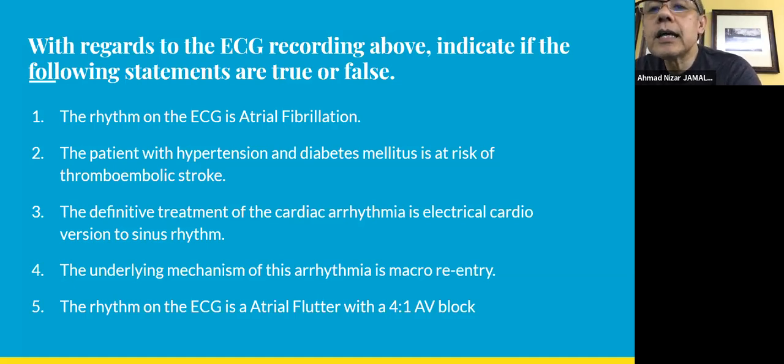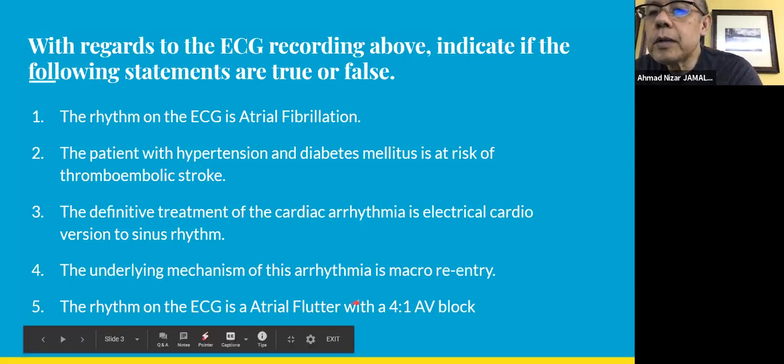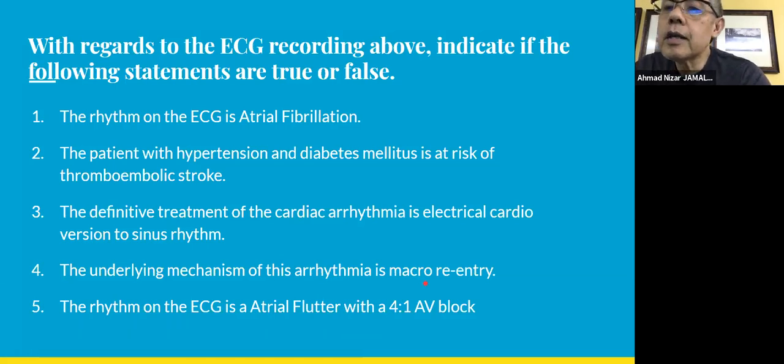The fourth statement is, the underlying mechanism of this arrhythmia is macro reentry. And that is true. It is a macro reentry. As compared to atrial fibrillation, which is not a reentry at all. The trigger is automaticity, and there is a chaotic rhythm in the atrium. So that's not reentry. If we go to the next slide.